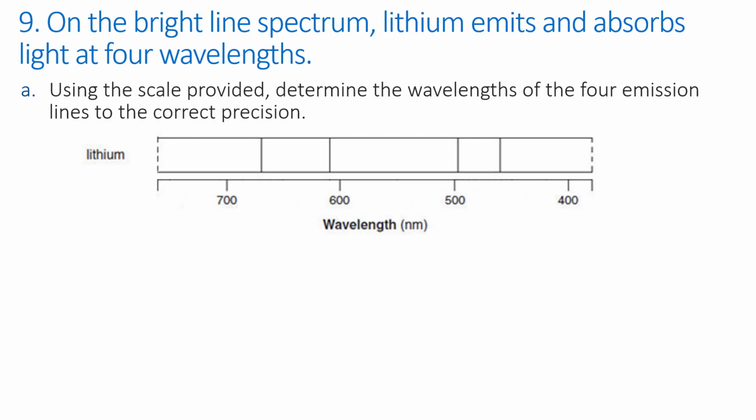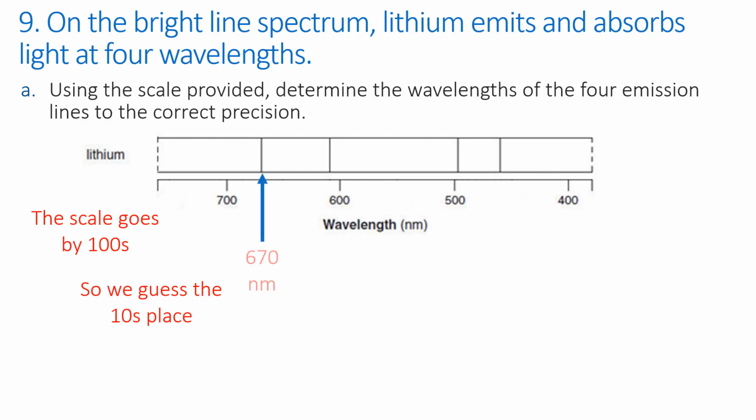Question 9 says, on the bright line spectrum, lithium emits and absorbs light at 4 wavelengths. Using the scale provided, determine the wavelengths of the 4 emission lines to the correct precision. So this scale goes by 100s, which means that we have to guess the tens place. So my first emission line, I'm going to say is about at 670 nanometers. My next one is about 610, just a bit past 600.